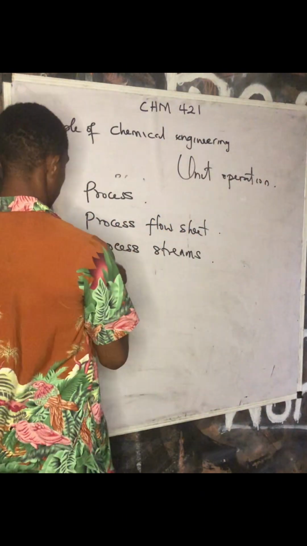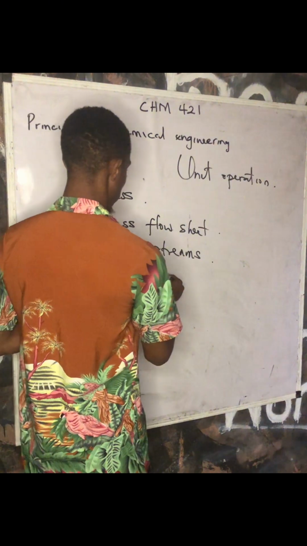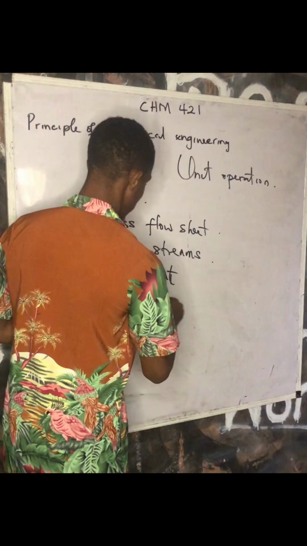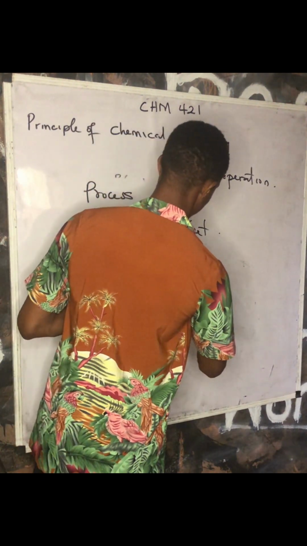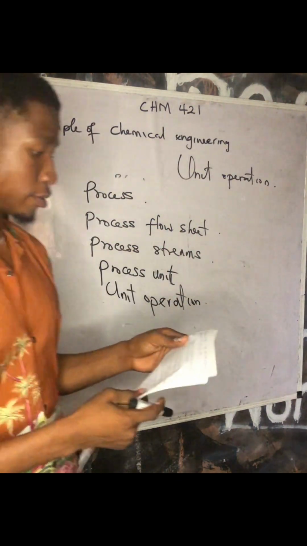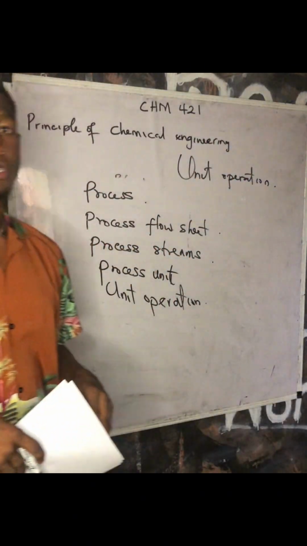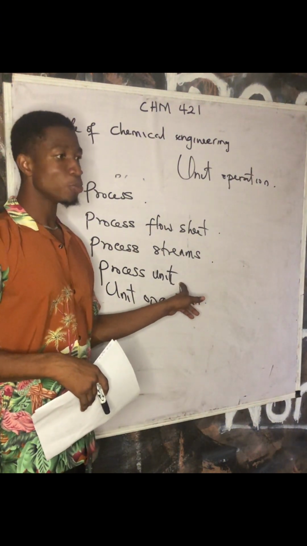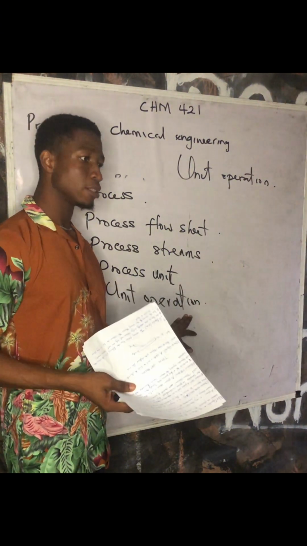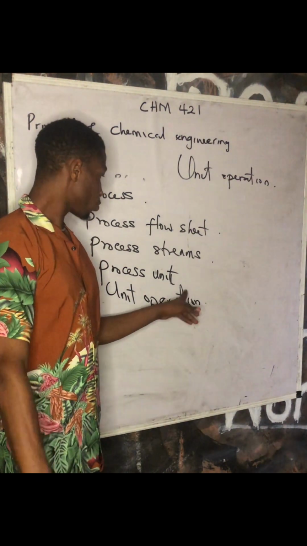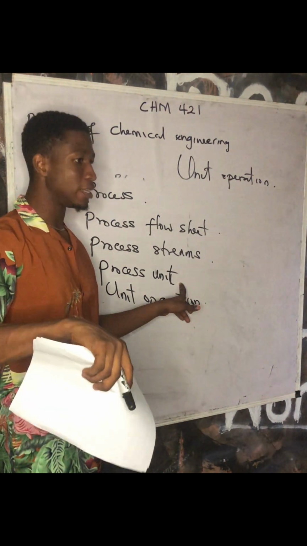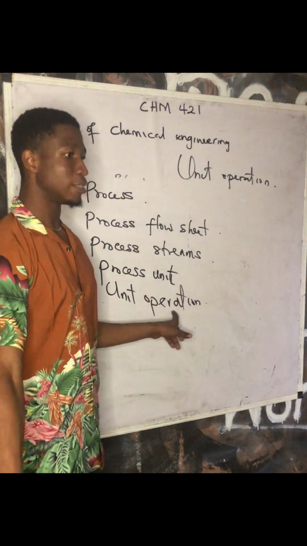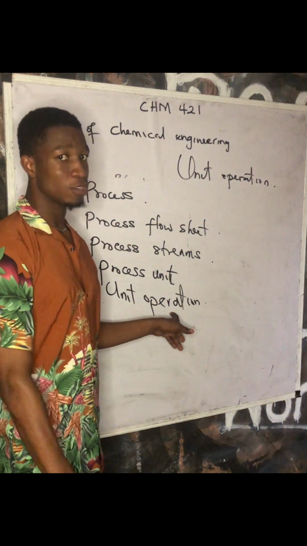What then is a process unit? I told you about process streams, and I told you about unit operation, which is the stages or steps that are involved. Unit operation is similar to process unit. Unit operation is telling you that the process is blending, but process unit says you are using a blender. The unit there is a blender, and the operation is that it is blending. I don't know if that makes sense.